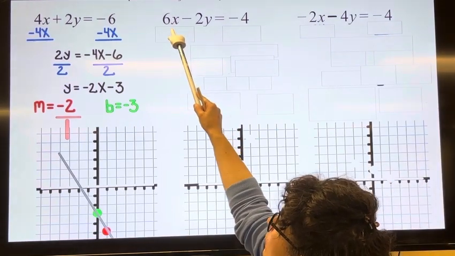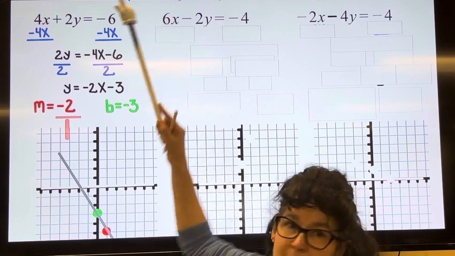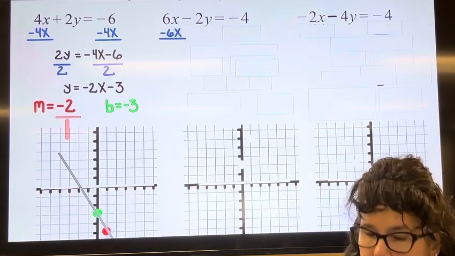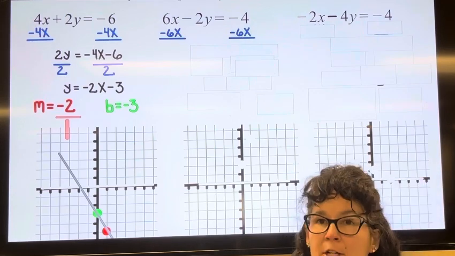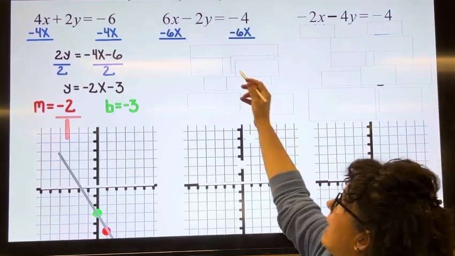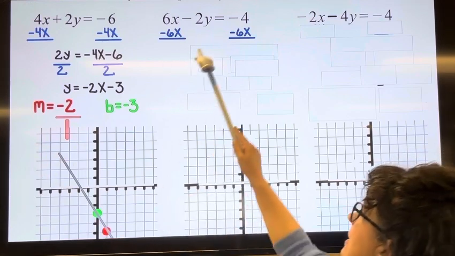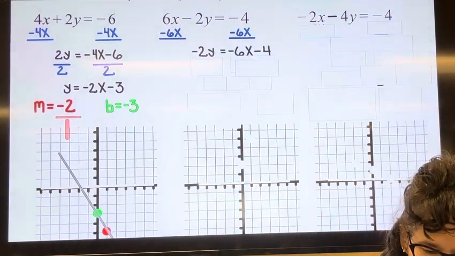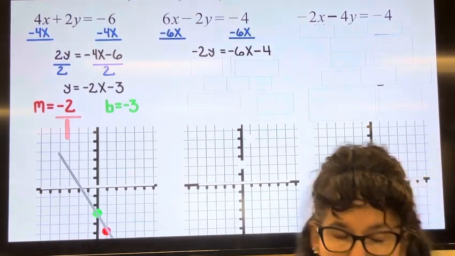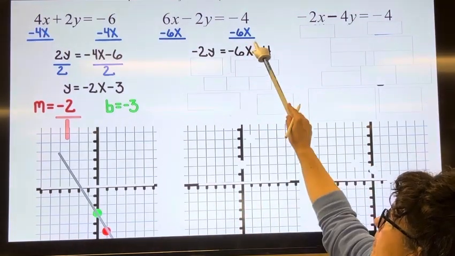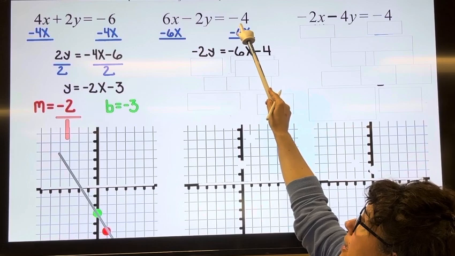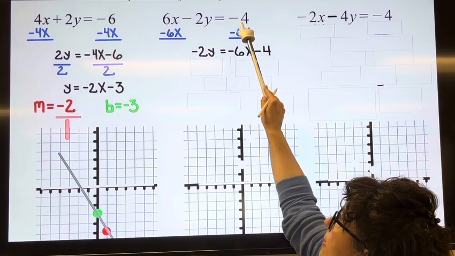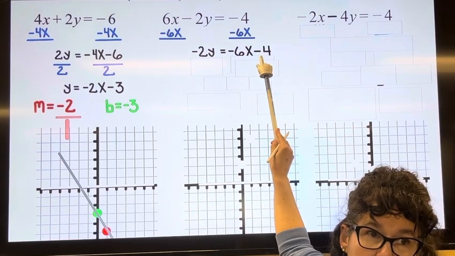So I need to move this 6x, and it's a positive 6x. So I'm going to subtract 6x. What I do to one side, I do to the other. So what I have left over here on the left-hand side is negative 2y. And on the right side, I want the x's and then the numbers. So I put negative 6x first, and then the minus 4.